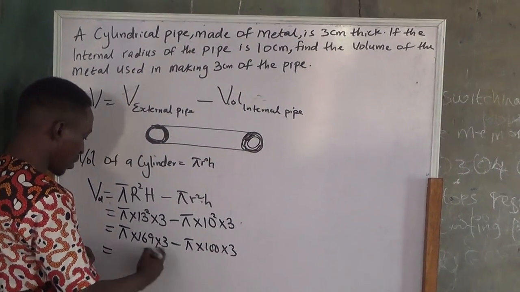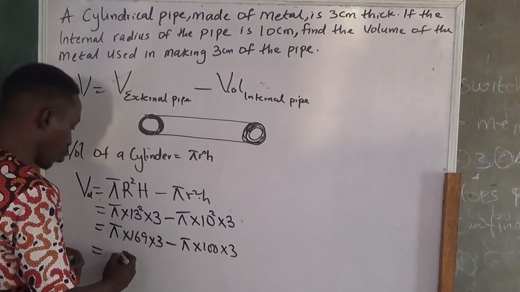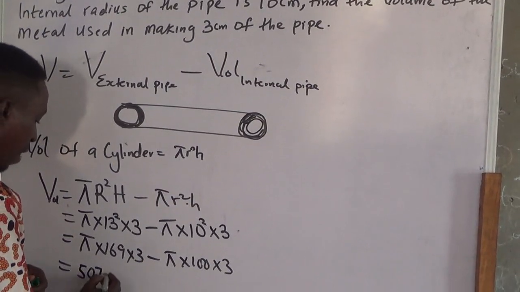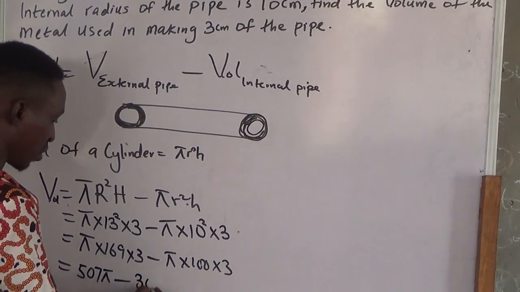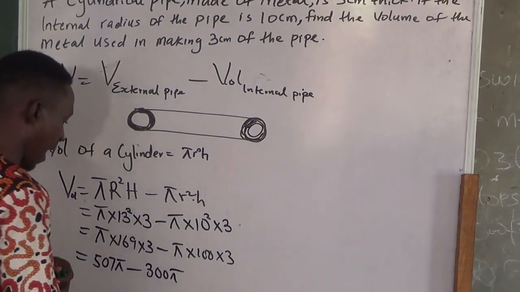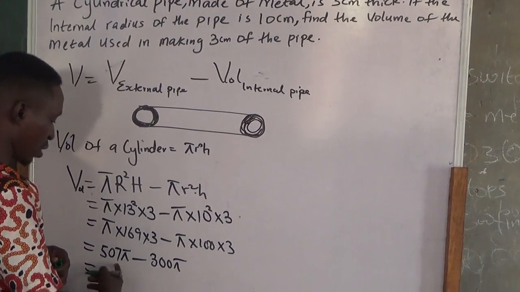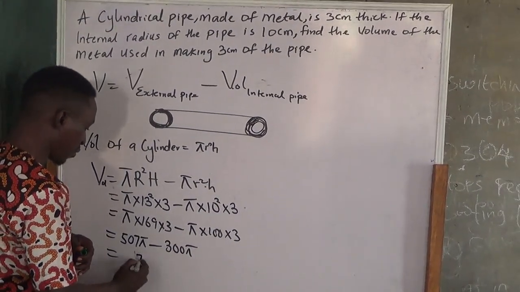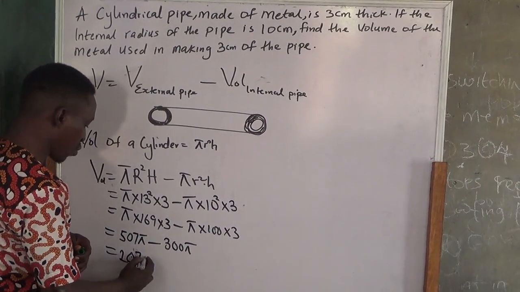Now what do we have? 3 times 9 is 27. 3 times 6 is 18 plus 2, 20. 3 times 1, 3 plus 2, 5. You have 507 pi minus 100 times 3, that is 300 pi. So 507 minus 300 will give us what? 7 minus 0 will give us 7. 0 minus 0 will give us 0. 5 minus 3 will give us 2.